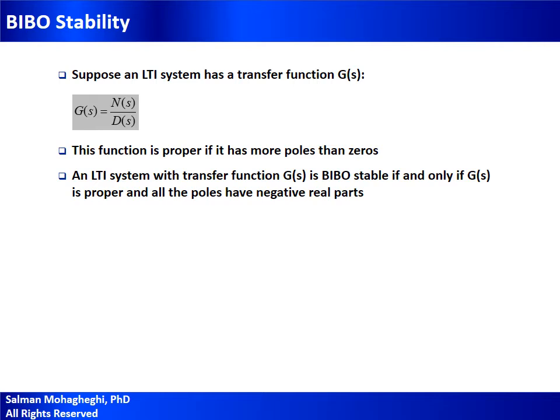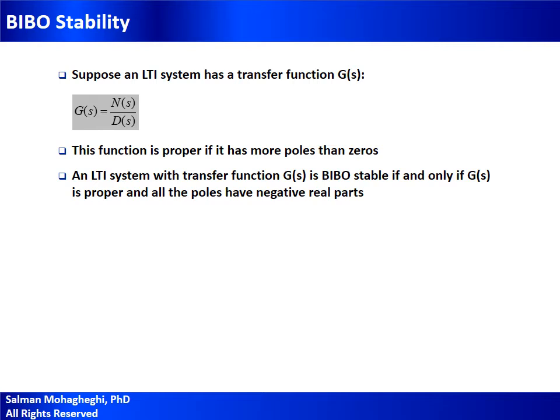This function is known to be proper if it has more poles than zeros. What does that mean? Poles are the roots of D(s) and zeros are the roots of N(s). So if the order of D(s) is larger than the order of N(s), I would have more poles than zeros, so this function would be proper. Now this is an important fact that we're going to be using throughout the rest of this course.